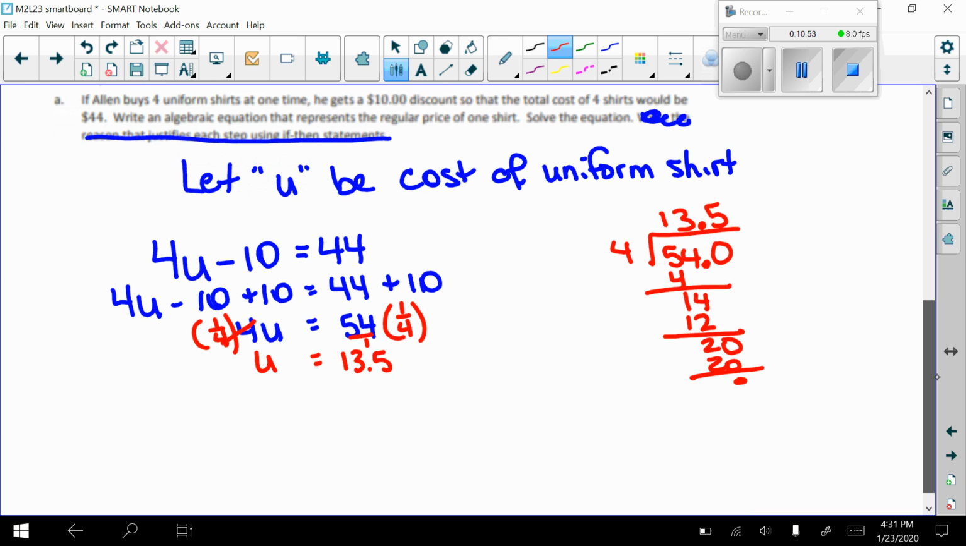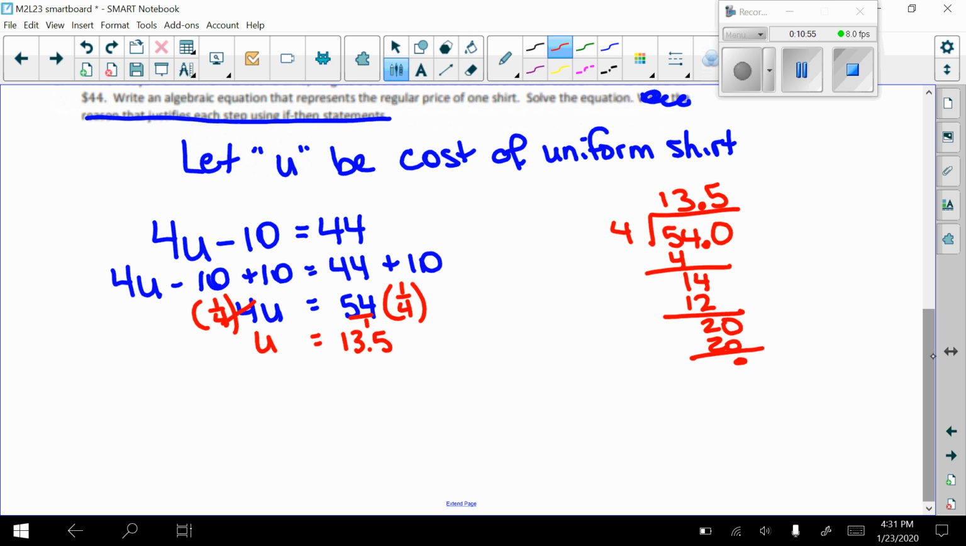So what does that mean in the context of this problem? Each shirt is $13.50.